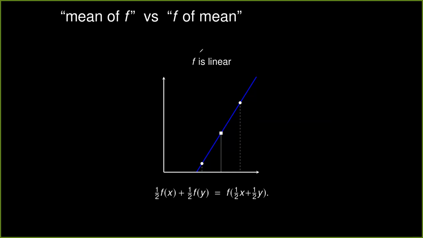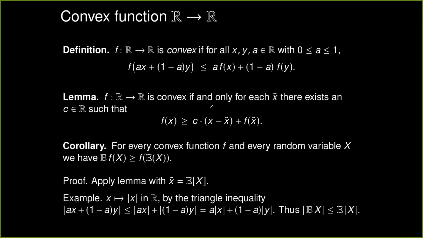If a function is linear, then the average of function values equals the function value of the average. But if the function is convex, then the values are larger than the trend at a point, than this line that goes through the point, and so the average of values can only be larger than the value of the average. And you can say it in mathematical detail.